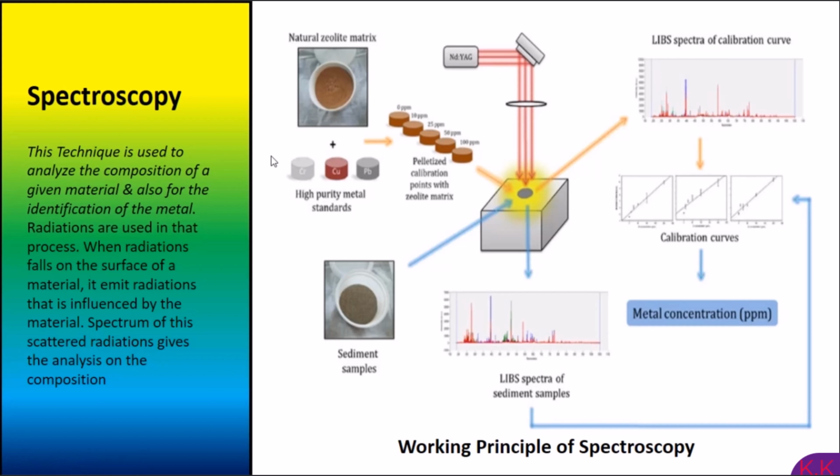Actually this test is based on the principle that a specific frequency falls on the surface of the metal. Then we read these kinds of spectra, and all the metals have their different sorts of spectra. And by studying that spectrum we can get the exact amount of the metals also.